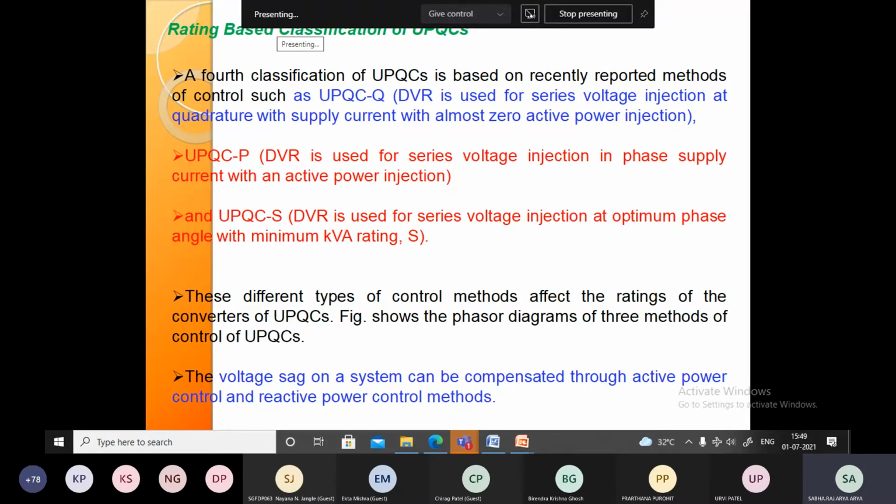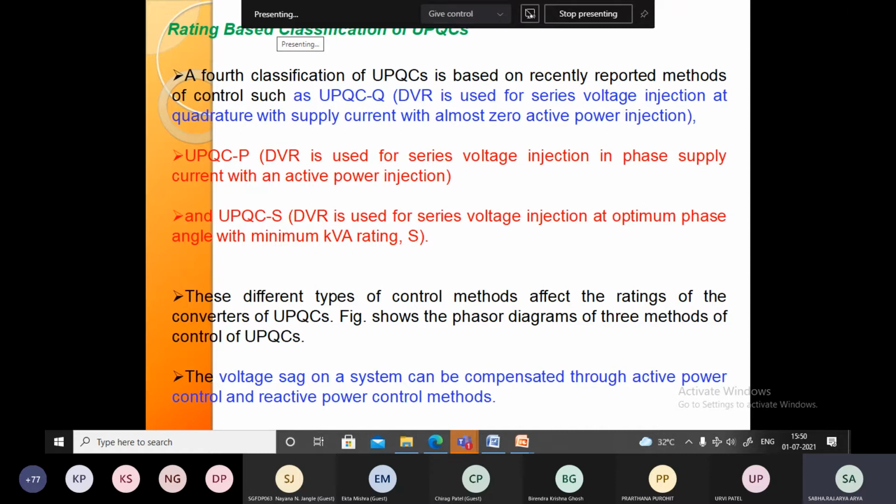In that case, you can see UPQC has many configurations. Maybe based on the number of phases, single phase or three phase. After that, maybe based on their operation. Third one, maybe based on the topology. Here we are going to discuss based on the operating mode. Operating mode means UPQC, the combination of shunt and series filter, maybe DVR and distributed combination.